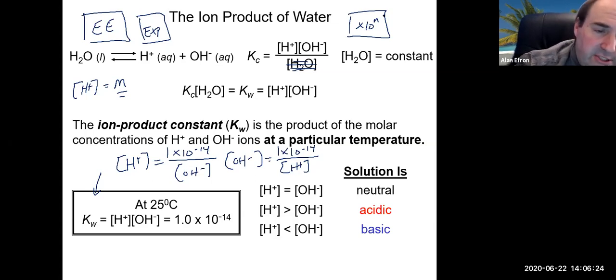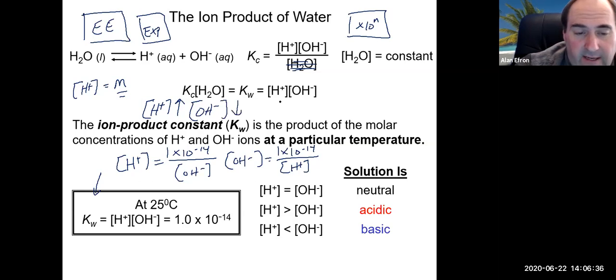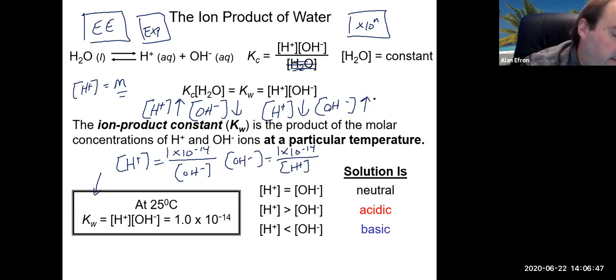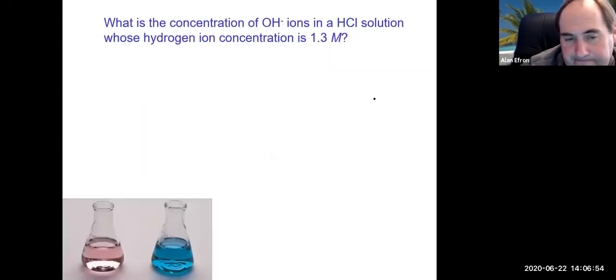There is a relationship between H plus and OH minus. As the H plus concentration goes up, the OH minus concentration goes down, and vice versa. As the H plus concentration goes down, the OH minus concentration goes up. So they run opposite of each other: one goes up, one comes down. That's an important relationship to keep in mind.